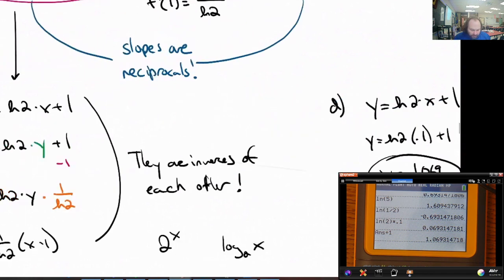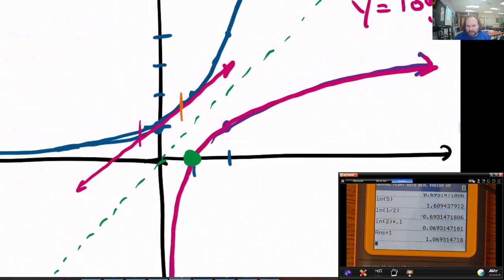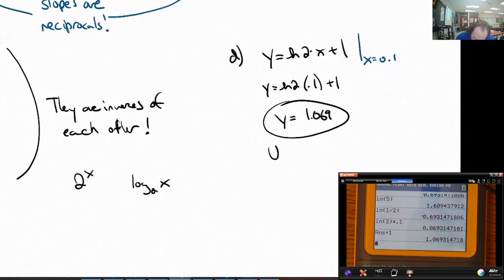And of course, as far as the over-underestimate question, this is going to be an underestimation because this tangent line here is always underneath the curve. Another way to say that is because the graph of 2 to the x is concave up, always. If it's concave up, then its tangent line will always be underneath the graph.